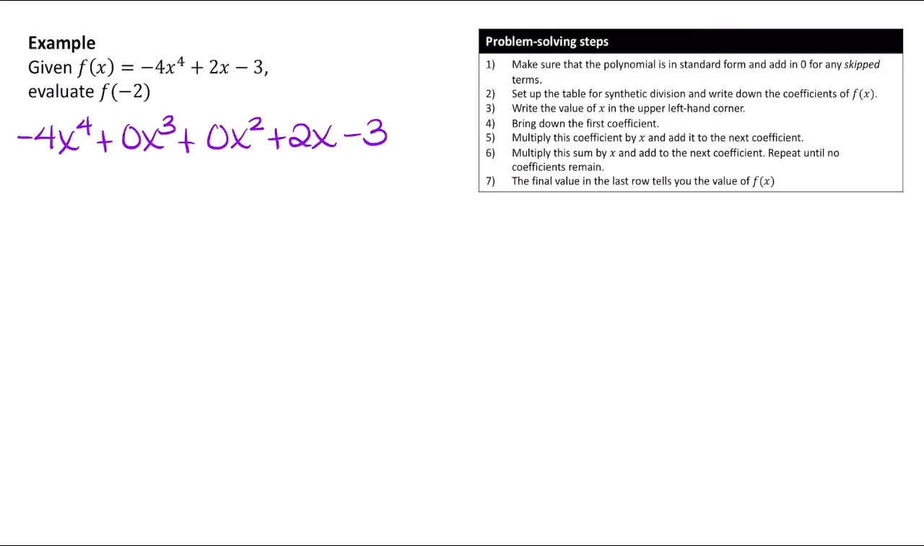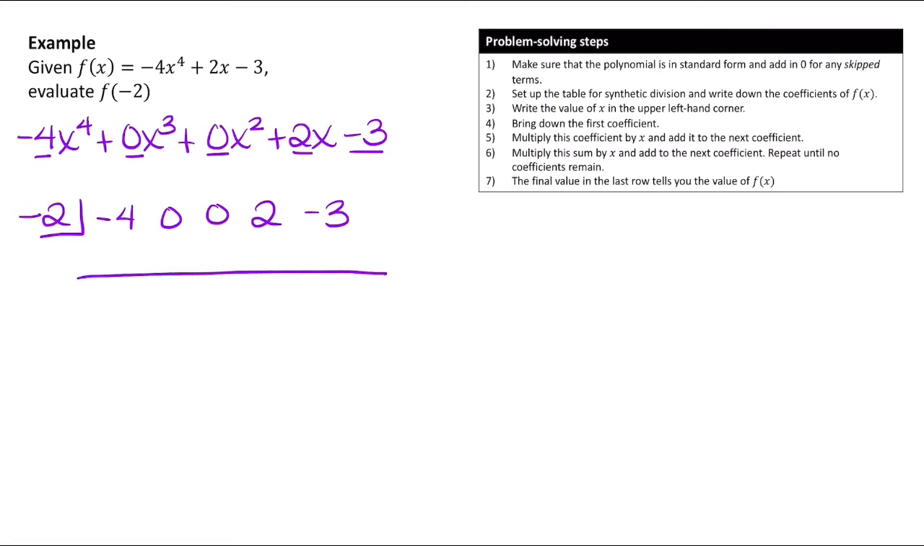So I'm going to set up synthetic substitution and put this negative 2 in the upper left-hand corner. And then I'm going to write out all of these coefficients. So I have negative 4, 0, 0, 2, and minus 3. And let's go ahead and do our synthetic substitution now. So I bring down negative 4. Negative 2 times negative 4 is 8. 0 plus 8 is 8.